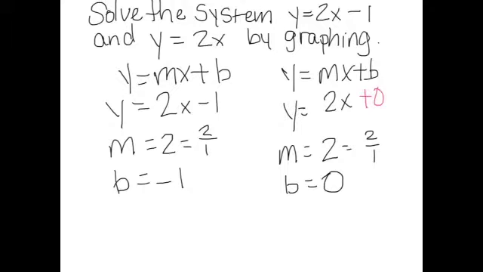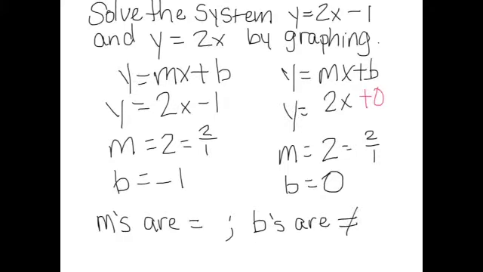Their slope is the same. M's are equal. Okay, now tell me something about their y-intercepts. B's are not equal. How about if I do it that way? Yeah. So what do you suppose is going to happen when we graph these lines?